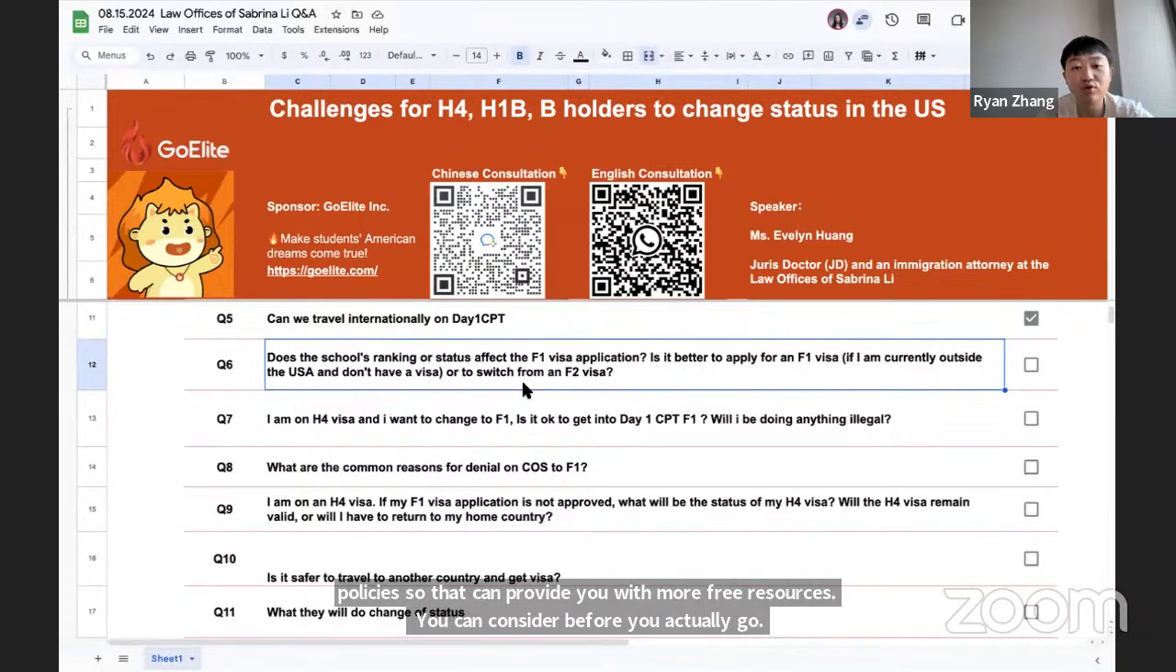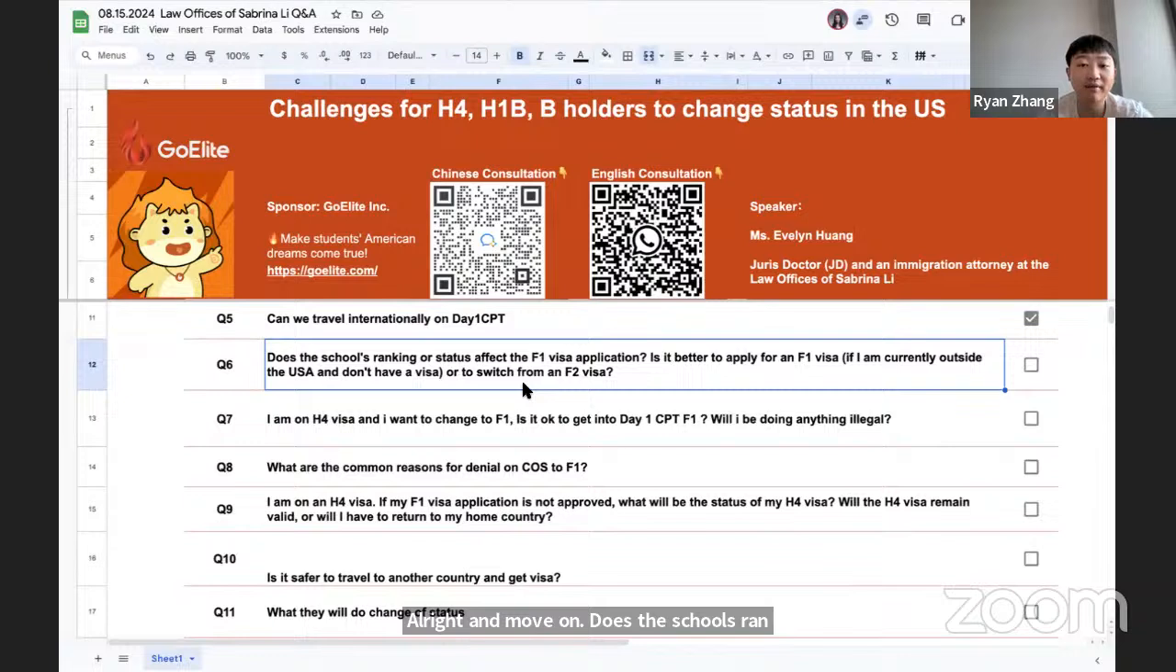Does the school's ranking or school status affect F1 visa applications? Is it better to apply for an F1 visa or switch from an F2 visa? I think we covered this in the presentation, when it comes to comparing getting F1 stamped versus doing a change of status from F2 to F1. If you missed the presentation, I highly encourage you to review the recordings that we're going to send you. But could you also address the other part of the question? Does the school ranking or school accreditation or anything like that affect the F1 visa applications?